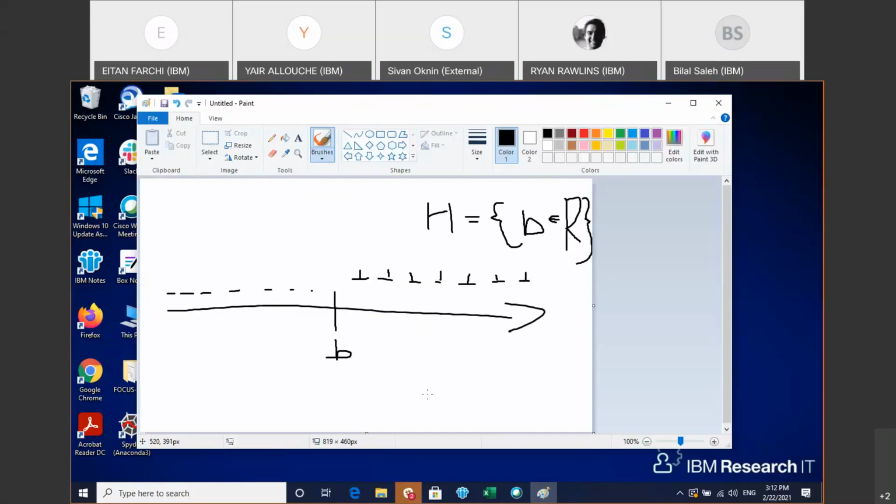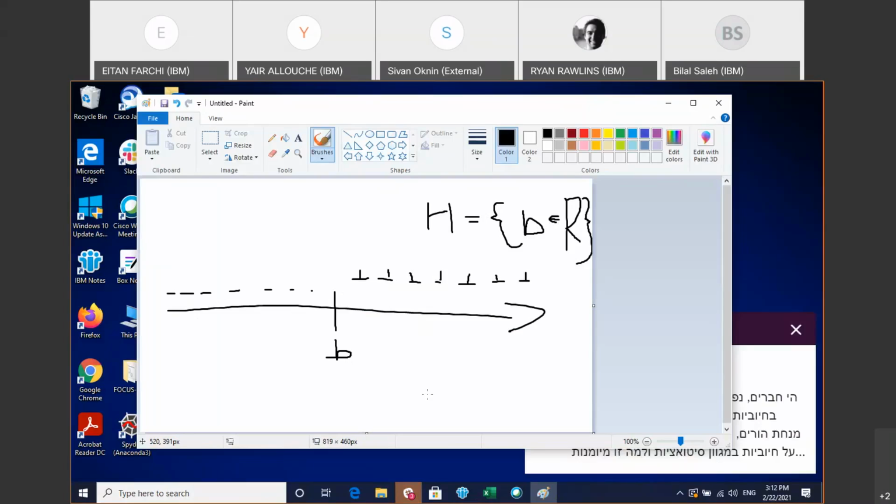So I can learn: I get samples of points that are labeled by minus and plus from any distribution, and I need to pick a threshold. My learning algorithm is required to pick a threshold that best generalizes the points that I got. That's the learning task, and that's the hypothesis set.